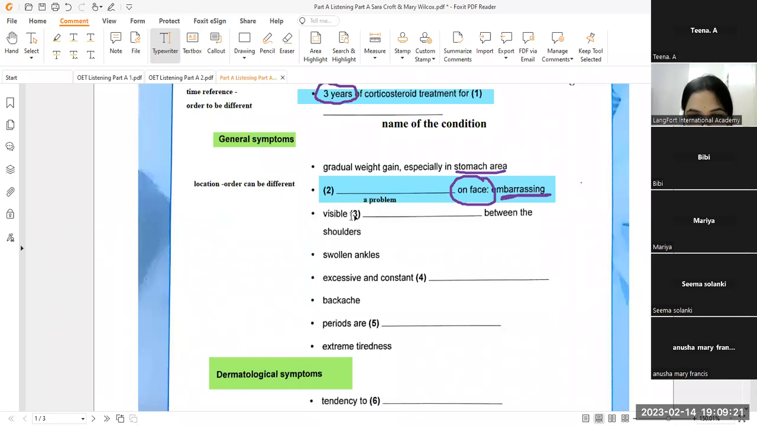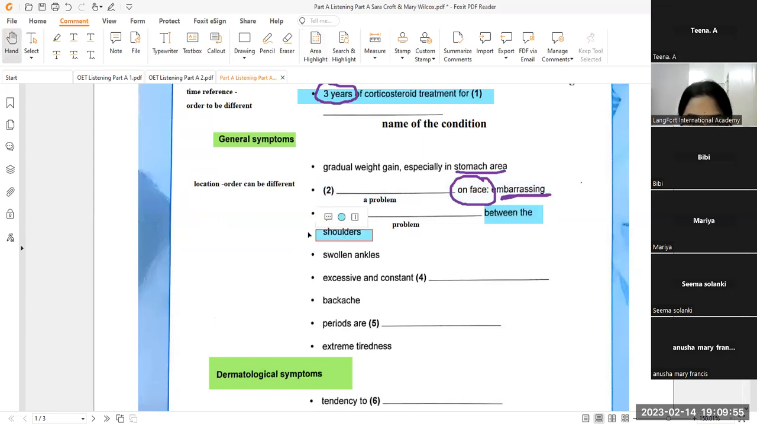Visible dash between the shoulders. Visible dash. What do you say for visible? What are we looking for here? Visible. A problem. A problem, right? We are looking for a problem, a visible problem between the shoulders. Again, you have location between the shoulders. So expect the location, the order to be different. Again, you have another location here between the shoulders. So expect the order to be different.